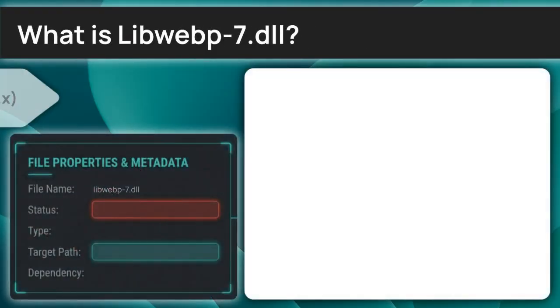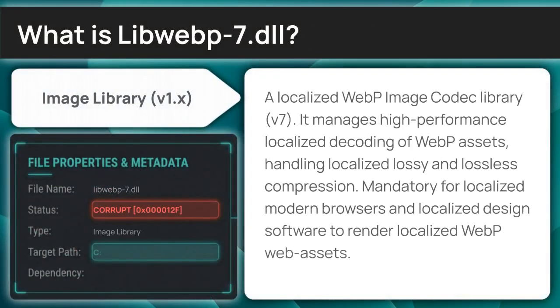This is the libwebp-7 library, a localized WebP Image Codec library, v7. It manages high-performance localized decoding of WebP assets, handling localized lossy and lossless compression. Mandatory for localized modern browsers and localized design software to render localized WebP web assets.